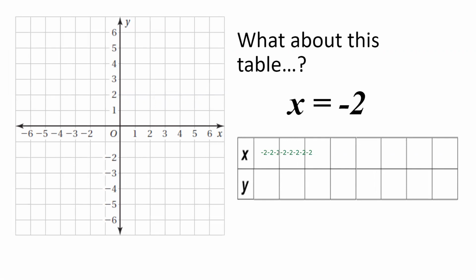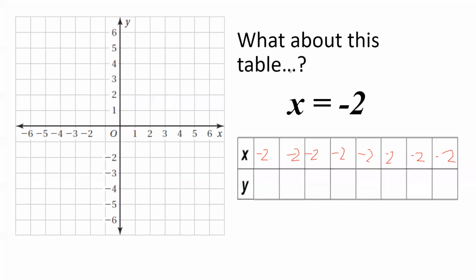Now let's look at my y's. Oh, that didn't work out how I wanted it to. Give me a second to fix this. There we go. So every single x that I have is a -2. For my y's, I could choose anything I want. I could choose -27. I could choose -5. I could choose -3. I could choose 0. I could choose 1. The list goes on and on. But the important thing is my x is always a -2.